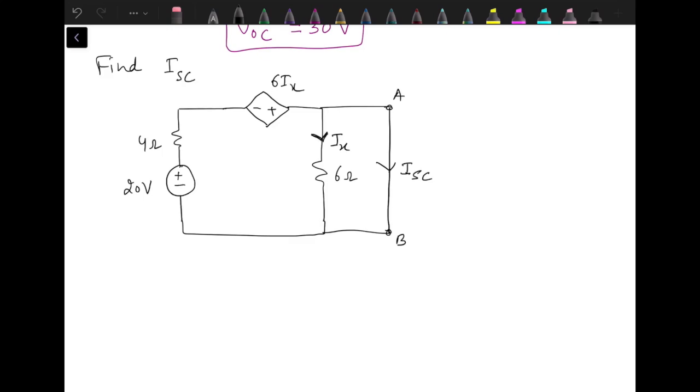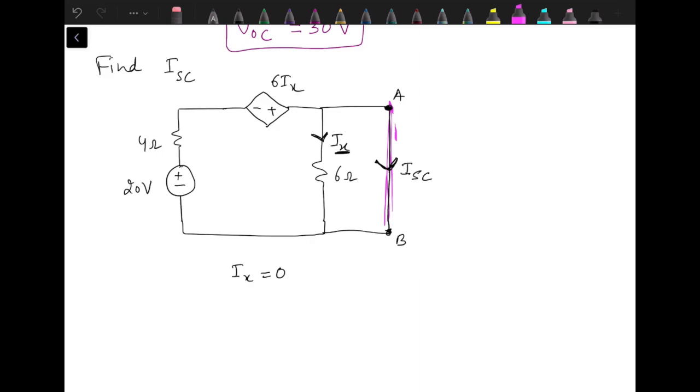Since it's in parallel with 6 ohm resistance, the whole current will flow through the short circuit only. When the whole current flows through the short circuit, Ix is 0. Why? Since all current will flow through the short circuit path between terminals A and B, basically the 6 ohm is short circuited.